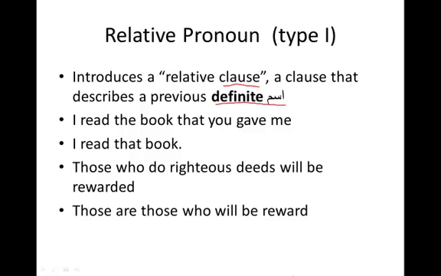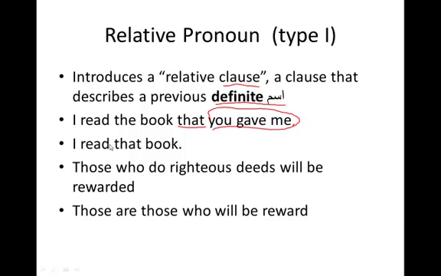And it's more complicated in English, in fact. So let's just stick with Arabic from here on out. But just a few more examples in English. I read the book that you gave me. This is a relative pronoun. Why? Because you gave me is a full sentence, right? It has a subject, verb, object. Everything is fine with that sentence.